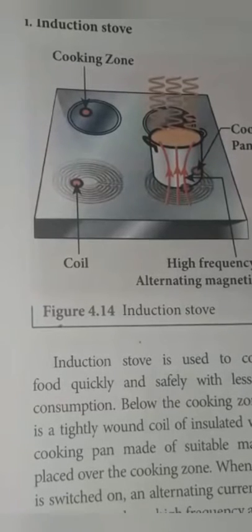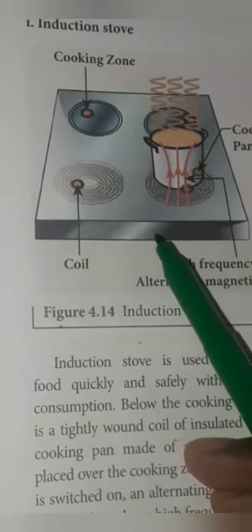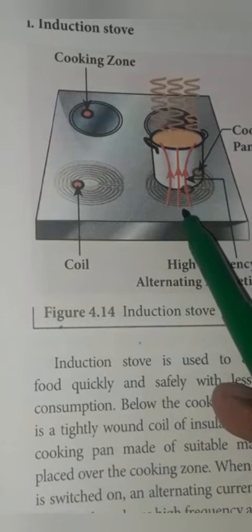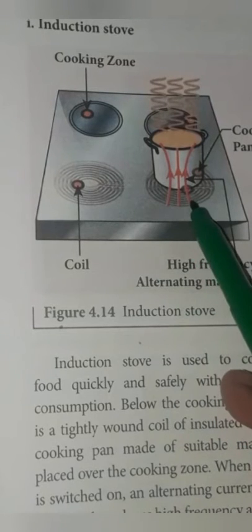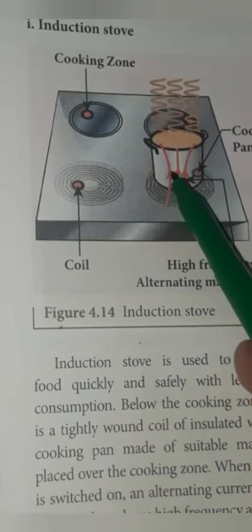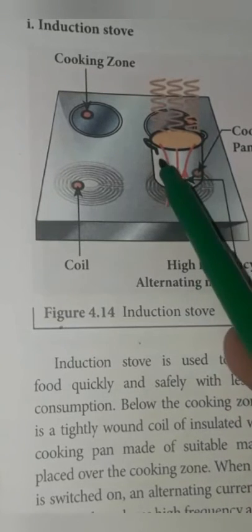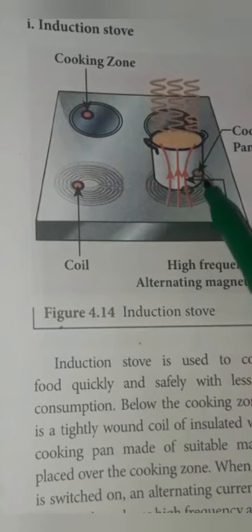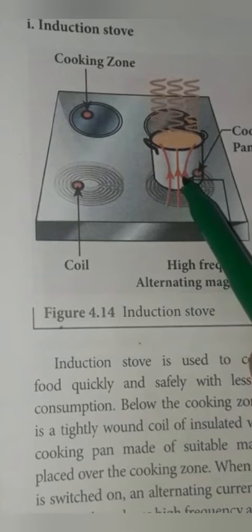Uses of eddy current. One of the uses of eddy current is the induction stove. Inside this induction stove, a copper coil is fixed. When current is passed through the copper coil, a powerful magnetic field is produced. The magnetic field links with a suitable cooking vessel, and it produces an induced EMF.